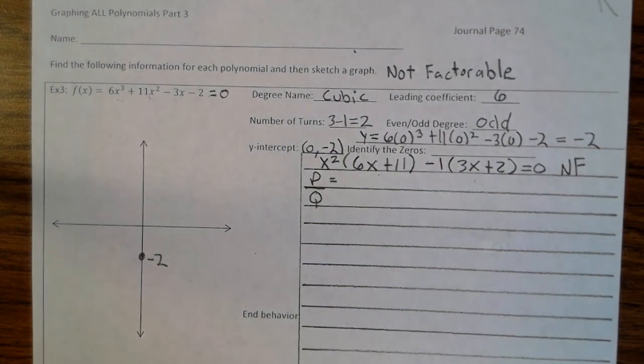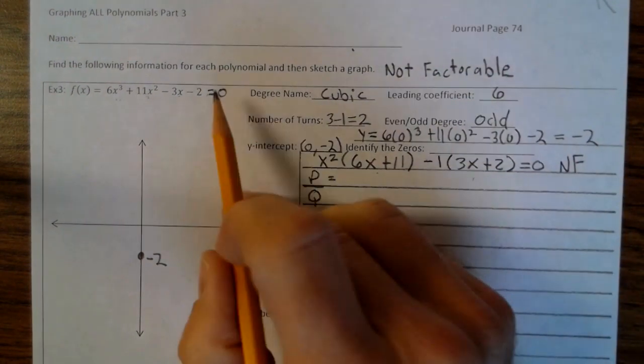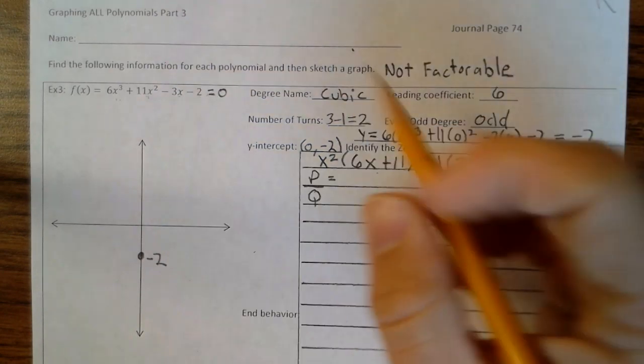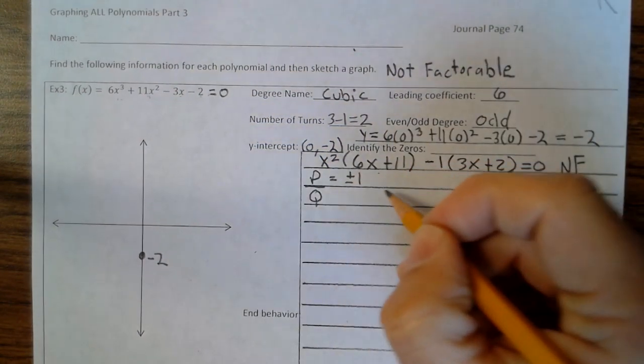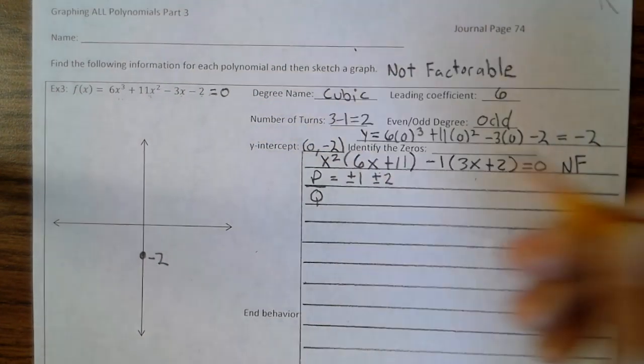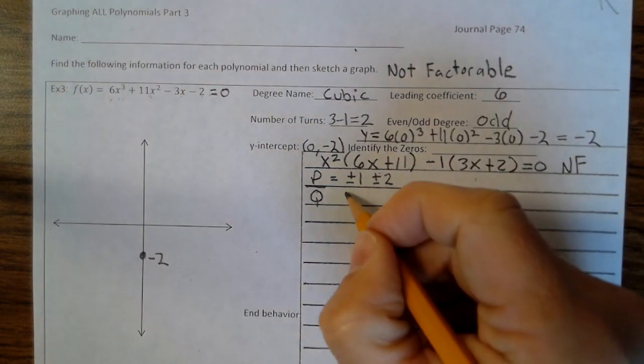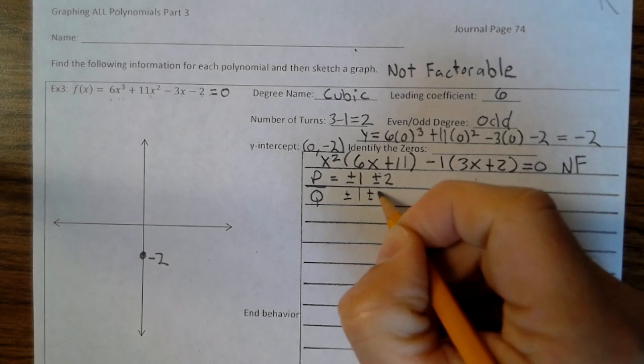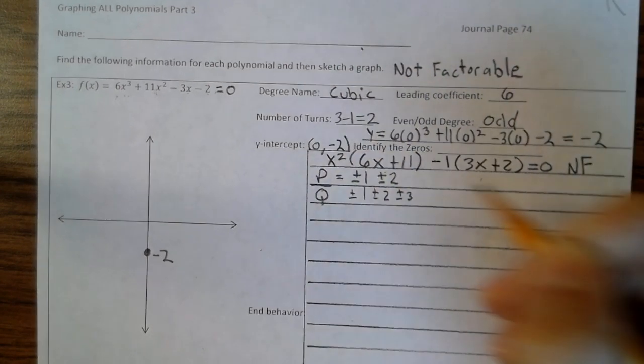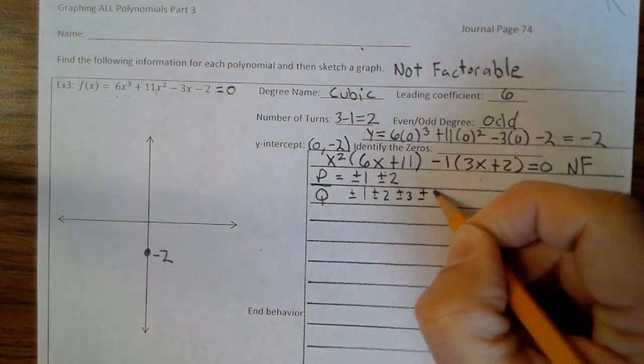So p is all the factors of the last term, the constant. So that's plus or minus 1, plus or minus 2. Now q is all the factors of the leading coefficient. So that's plus or minus 1, plus or minus 2, plus or minus 3, plus or minus 6. 4 doesn't work, 5 doesn't work.